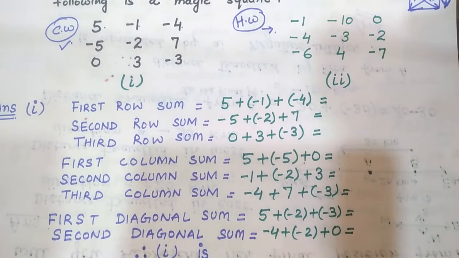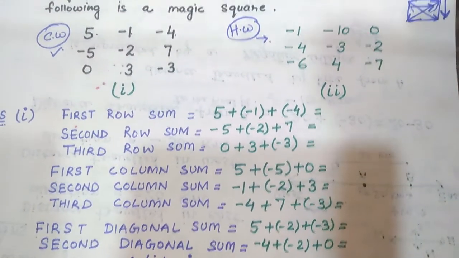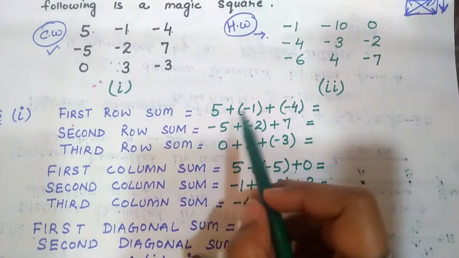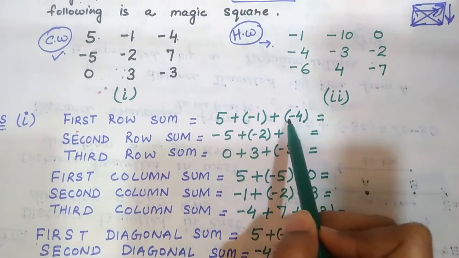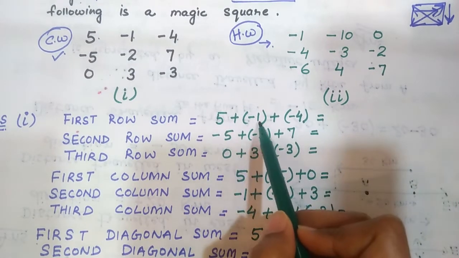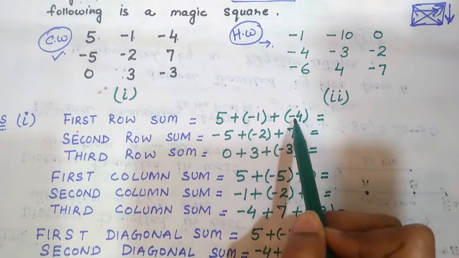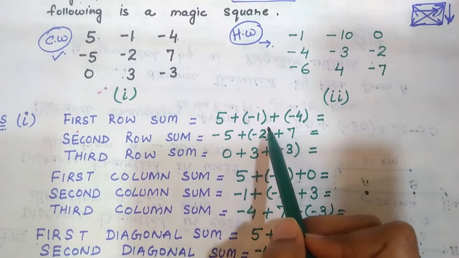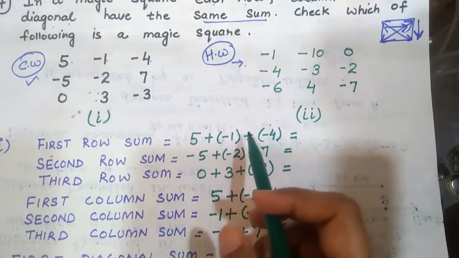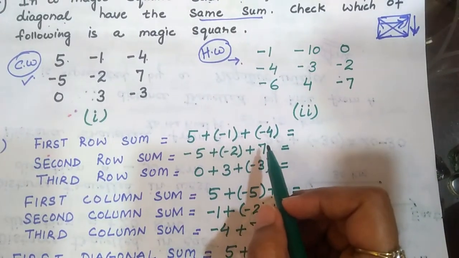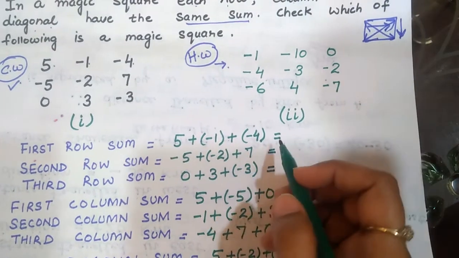Now we will calculate the sum. What you have seen from here is that we put these negative numbers under brackets. Always put a negative integer or any negative number inside a bracket. Then your calculation will not be wrong. Otherwise, there may be chances that you will make mistakes. So always put negative integers inside the bracket.